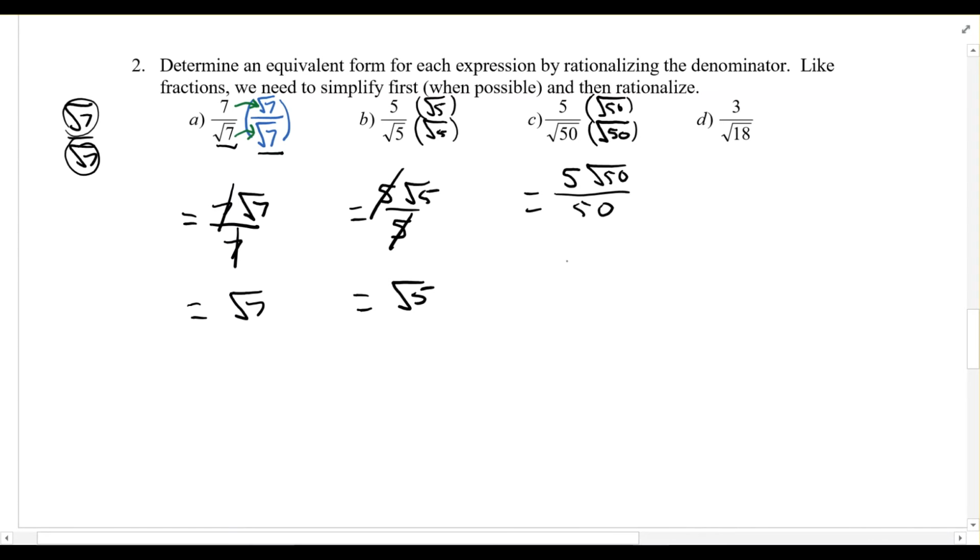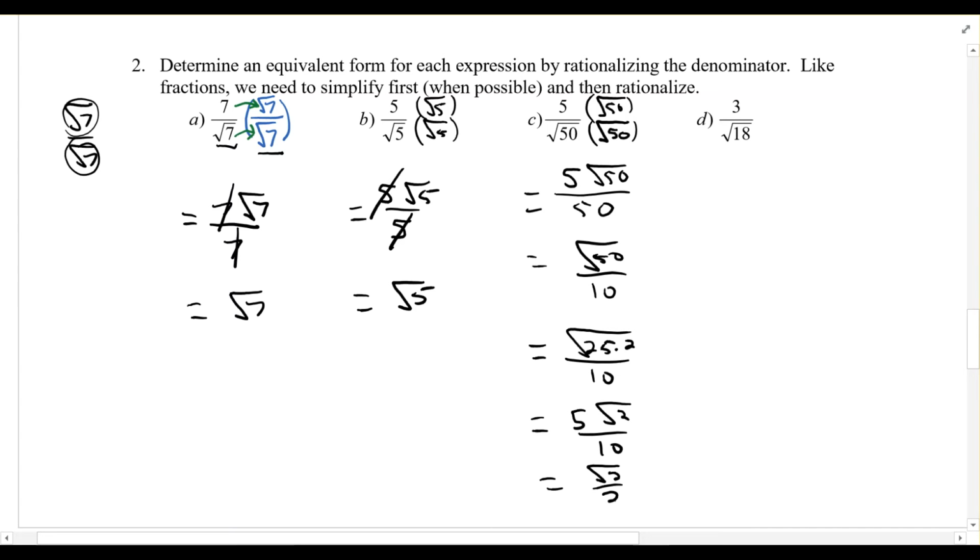So this is the square root of 50 over 10. But we also need to write this 50 as a mixed radical. So this is going to be square root of 25 times 2 over 10. And then that's going to be 5 times root 2 over 10. And then that's going to be just root 2 over 2. So you can do it that way.